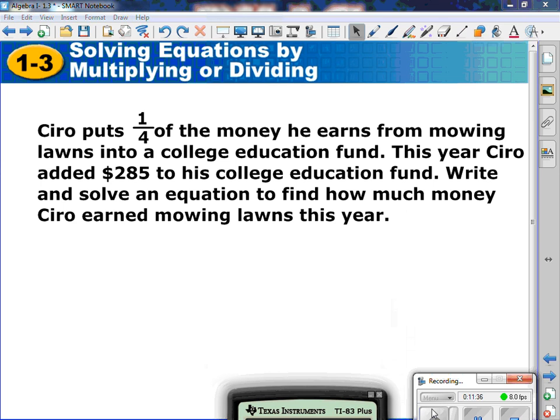Ciro puts 1/4 of the money he earns from mowing lawns into a college education fund. This year, Ciro added $285 to his college education fund. Write and solve an equation to find out how much money Ciro earned mowing lawns this year. So take a minute, write this example down.